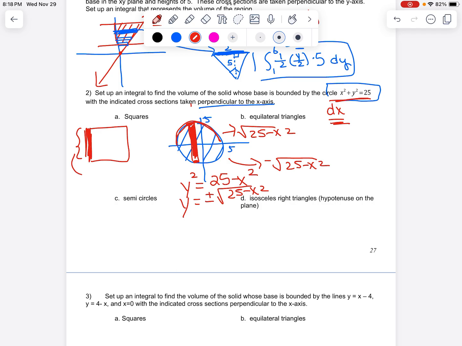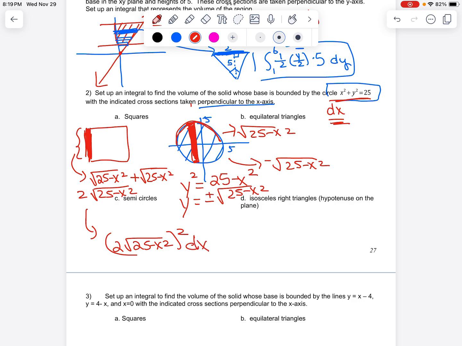So if you think about this side of the square, the top is the positive square root, minus the bottom is the negative square root, so minus the negative, so you have this. So really, it's 2 root 25 minus x squared. So that's what the length of this rectangle right here is. So what's the area of a square? I'm going to go ahead and put it here. It's just the side times itself, or squared. The thickness is dx. I can integrate it, my x coordinates are -5 to 5. That will give me total volume using squares.